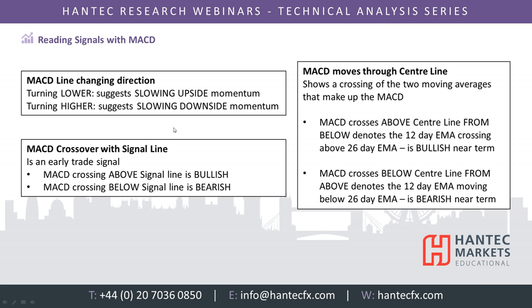Now, what sort of signals do you get with the MACD lines? Well, you can get several signals, seven basic signals. I will talk about the actual buying and trading signals in a bit. But the basic signal you get is when the MACD line begins to change direction. This suggests a slowing of momentum.